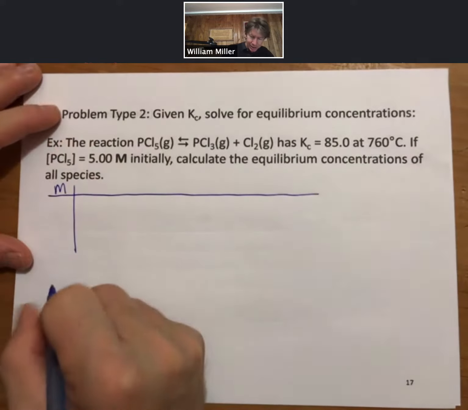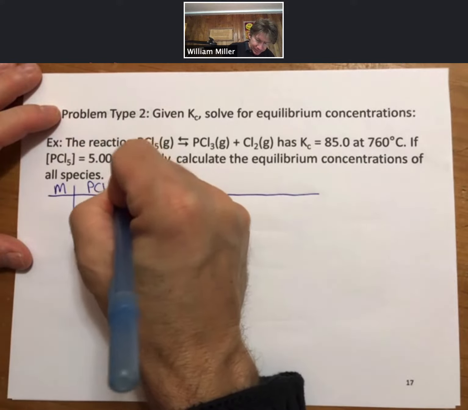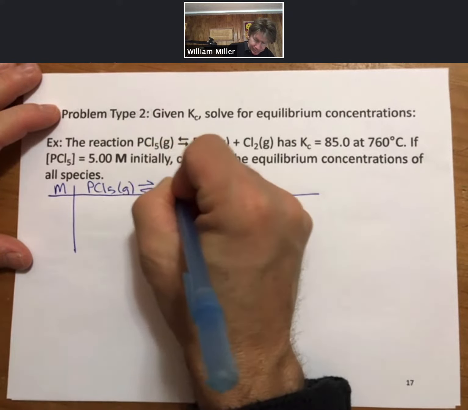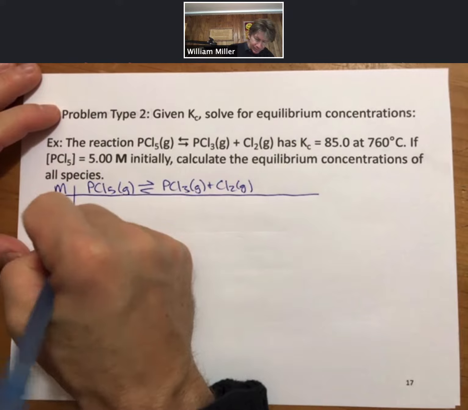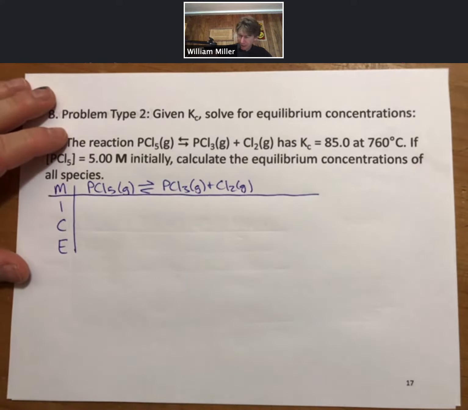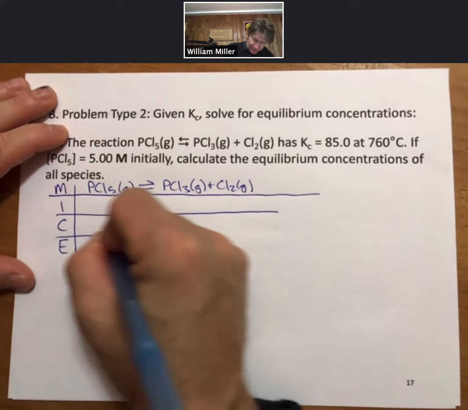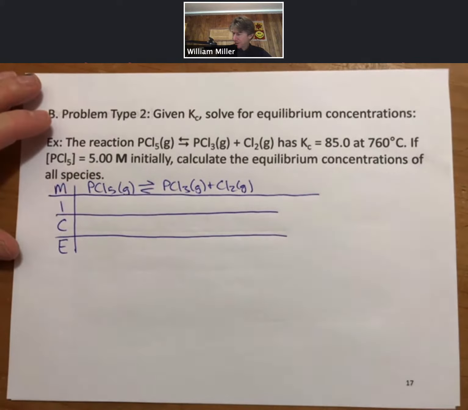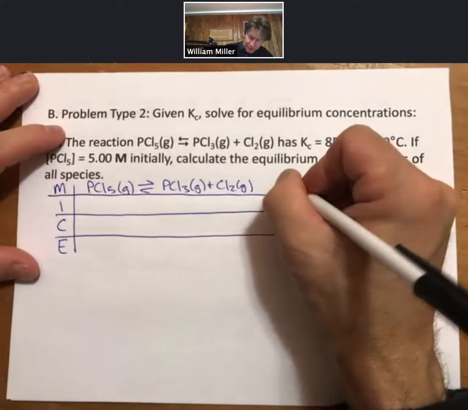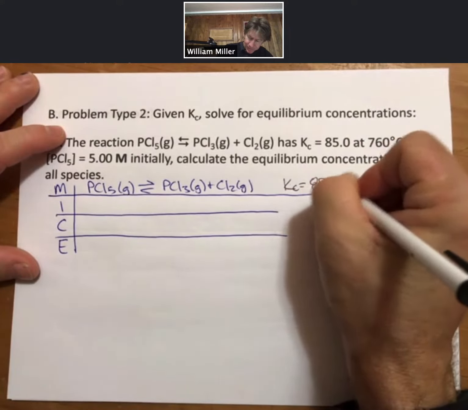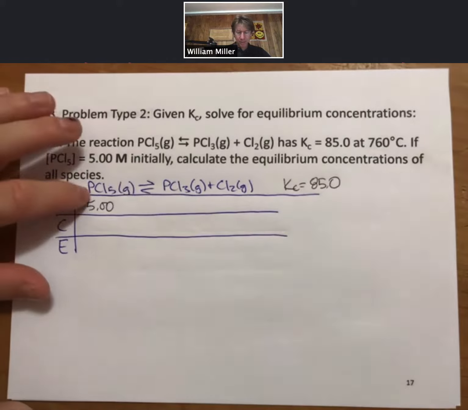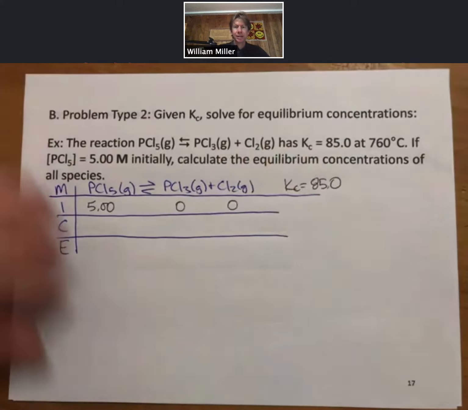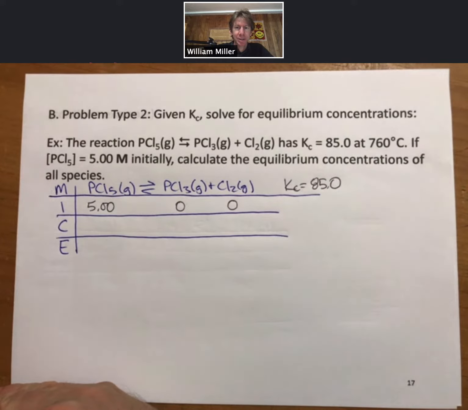So we have a molarity, we have a reaction. We have our initial, change, and equilibrium, and pretend our paper has lines. And for me, when I fill this in, I always try and write the Kc value right here. Kc equals 85.0. I know that I have 5.00 molar initial, no mention of products, and so we assume they are 0, and that is a good assumption. It's an assumption you can always make if there's no information about the products.